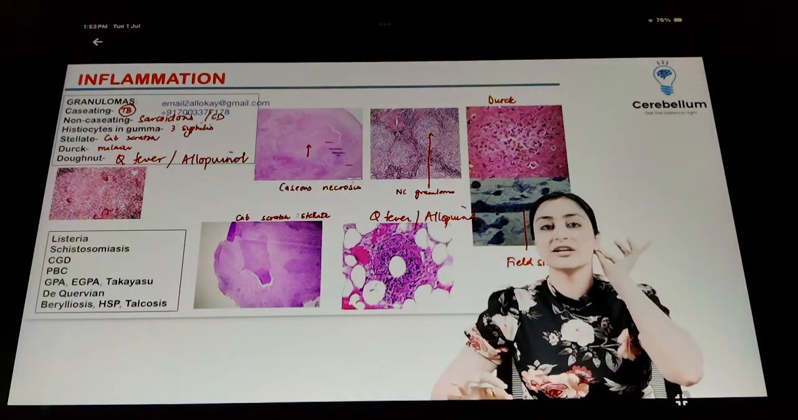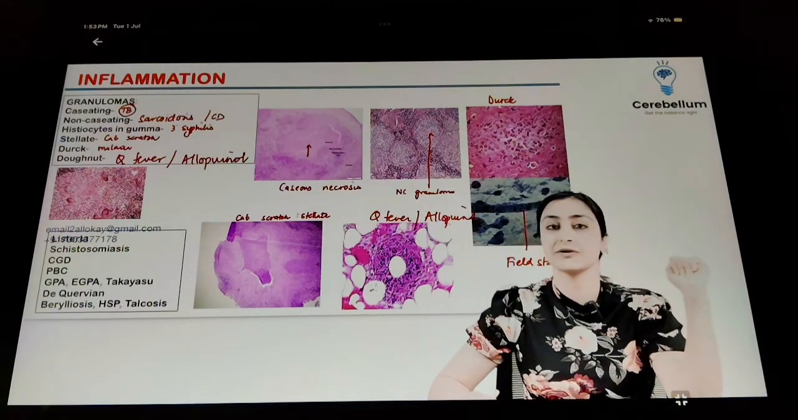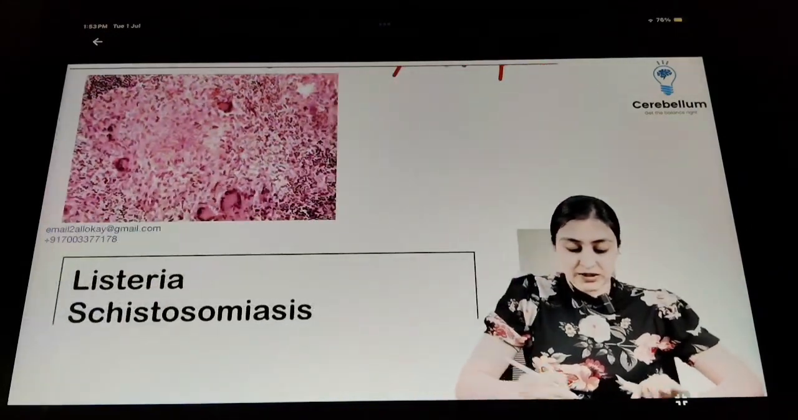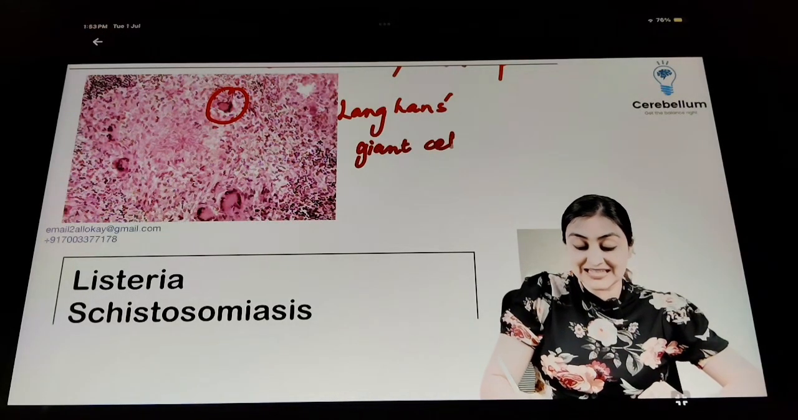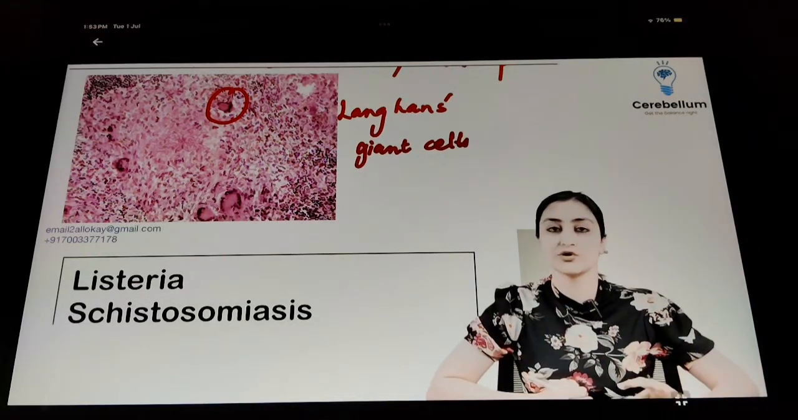Pretty important. Even if you forget everything, don't forget the image of caseous necrosis, caseating granulomas, with pinkish material in the center. This is what the giant cell looks like. These are the Langhans giant cells that you frequently see in granulomas. They have this horseshoe ring arrangement. Sure, you remember this from second year.